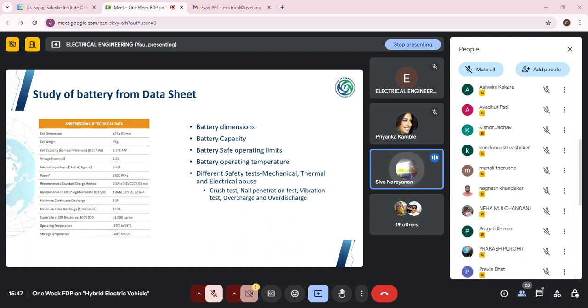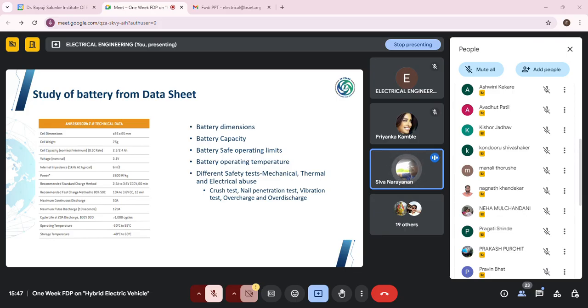Okay. In the last 2 points, which are very important, storage temperature and operating temperature. What will happen if you are not maintaining this temperature? You are making the battery operate in an unsafe condition, so there is a chance of the battery getting exploded.